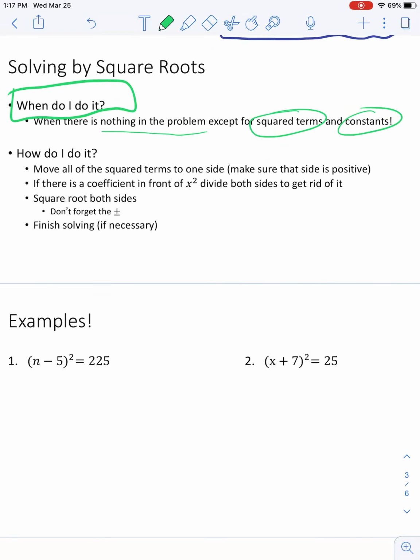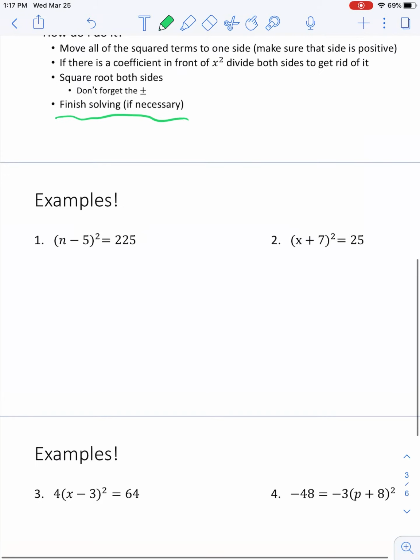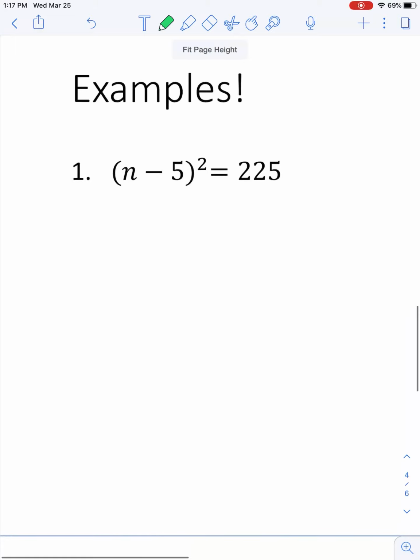So how do I do it? Well, I get all the squared terms to one side, all the constants to the other, and then I try to get the x squared alone, square root both sides, and sometimes we actually have to finish solving. That's what you didn't see yesterday, and that's what you're going to see in today's problems. So let's get going. Number 1.